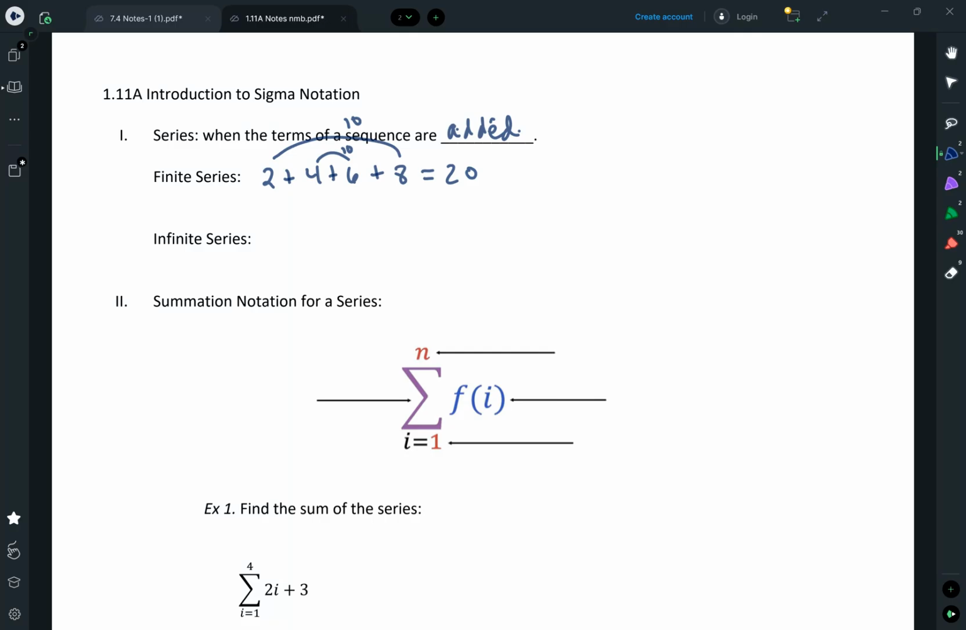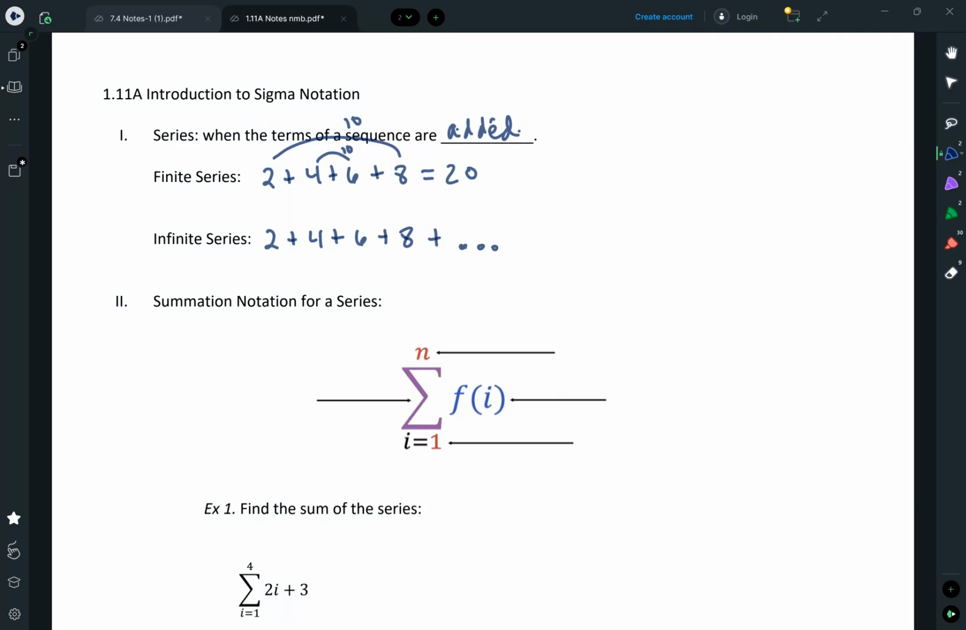So an infinite series is like 2 plus 4 plus 6 plus 8, and then we write plus dot dot dot to show that it goes on forever. So sometimes there's an actual sum, sometimes it approaches infinity, or it is infinity. It just grows and grows and grows. But sometimes we actually have a sum, which is interesting. We'll look at that tomorrow.